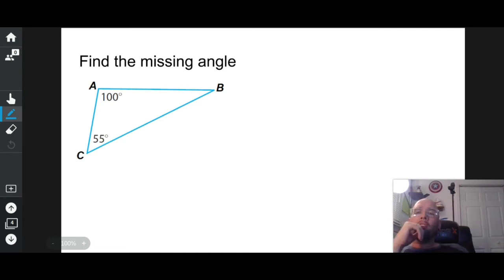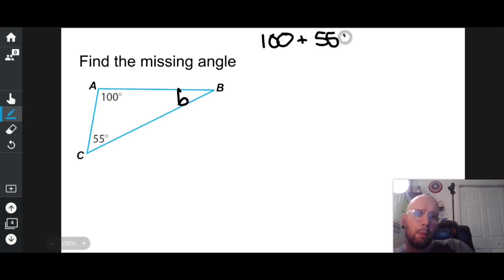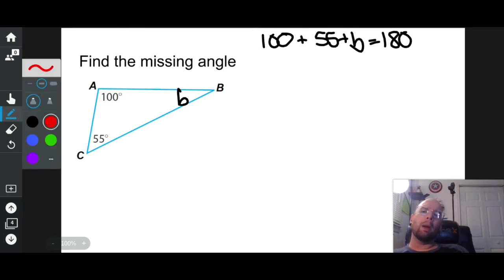If I have to find the missing angle of a triangle, I know a fact about triangles. All three angles in a triangle add up to 180 degrees. So I'll call you B because you're angle B. I know that 100 plus 55 plus B equals 180. And I know there's easier ways of doing this mentally, but I'm purposely setting up the equation angle 1 plus angle 2 plus angle 3 equals 180 on purpose.